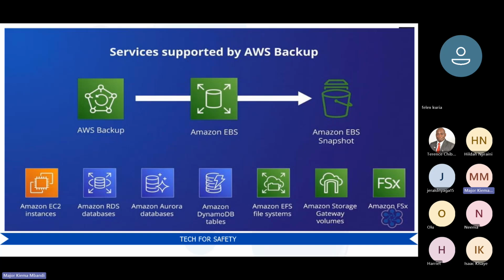What are these supported services for AWS Backup? Supported services can include Amazon EC2 instances. For databases, it can include RDS database, Aurora database, Amazon DynamoDB. And for storage, you can use EFS file system, also Amazon Storage Gateway volumes. This is in terms of hybrid storage solutions, and also Amazon FSx. So we'll have a backup, taken in terms of EBS snapshots, and then the EBS snapshot can be used to restore, point-in-time recovery in terms of disaster.